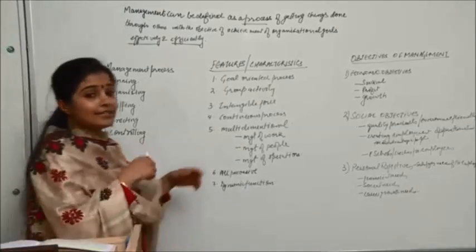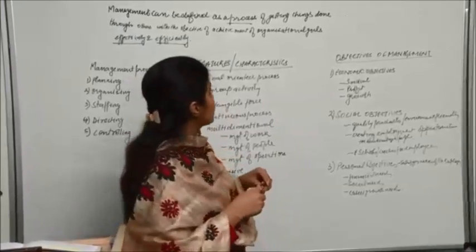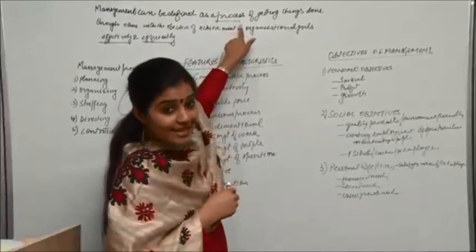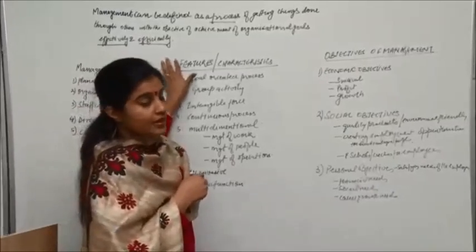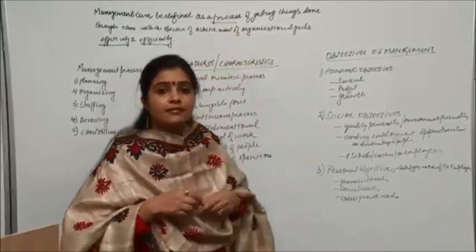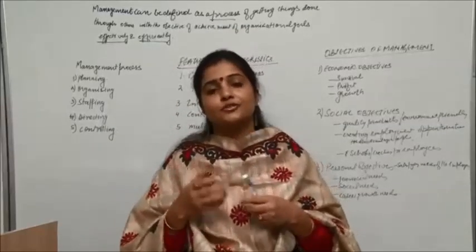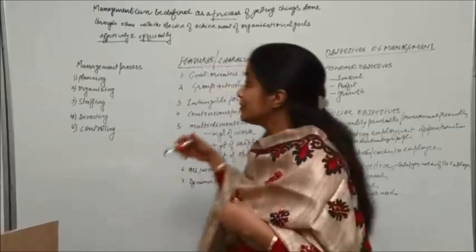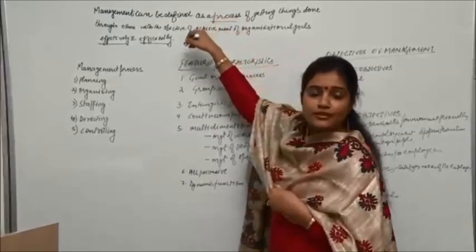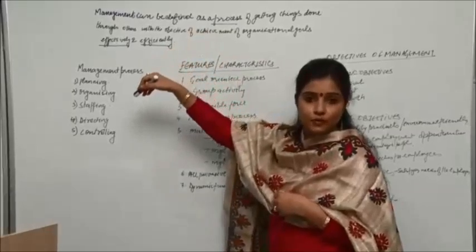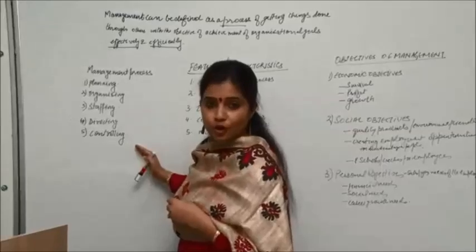Now, if I am to analyze this definition, the three important words that I'd like to stress upon are: it's a process, effectiveness, and efficiency. What is a process? A process means it includes a series of steps which are required to be performed. When I say that management is a process, that means for management also there are a series of steps which are to be performed.